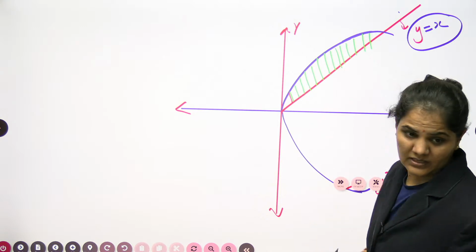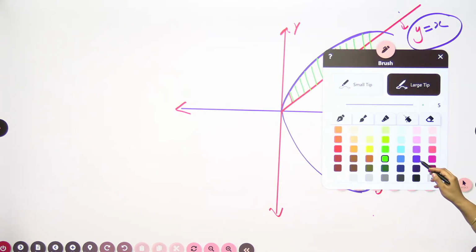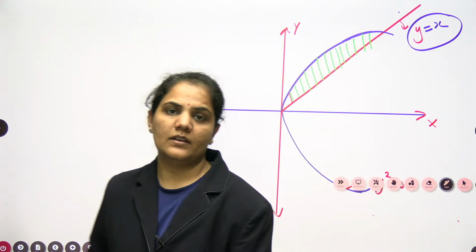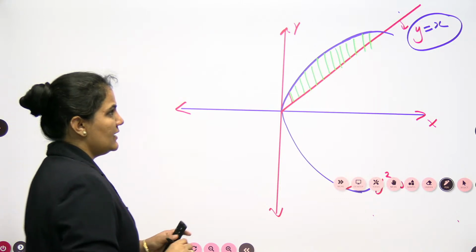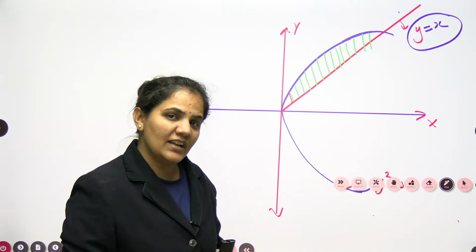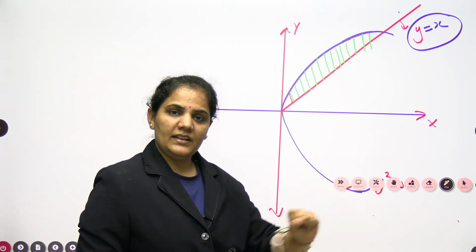I hope you can see the color with the green color. Okay, so we need to find out this area. Let's approach it. I can see this shaded region, and I need to find out its area, and I will use double integration only.